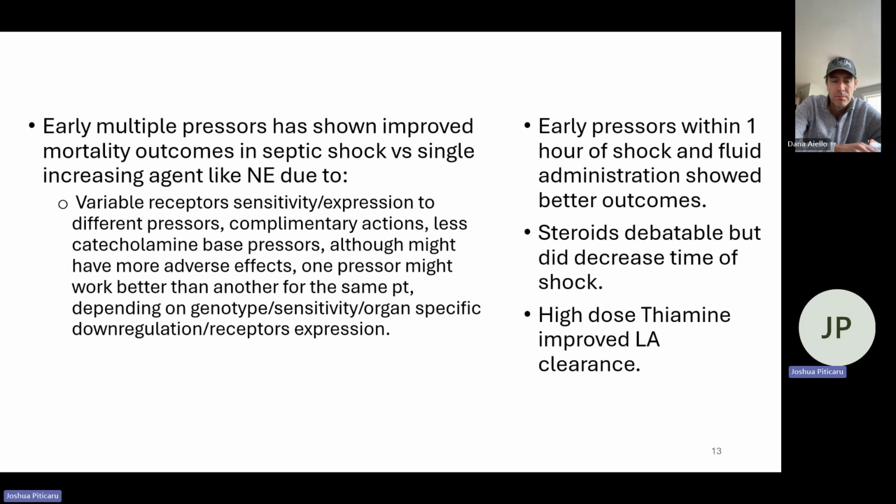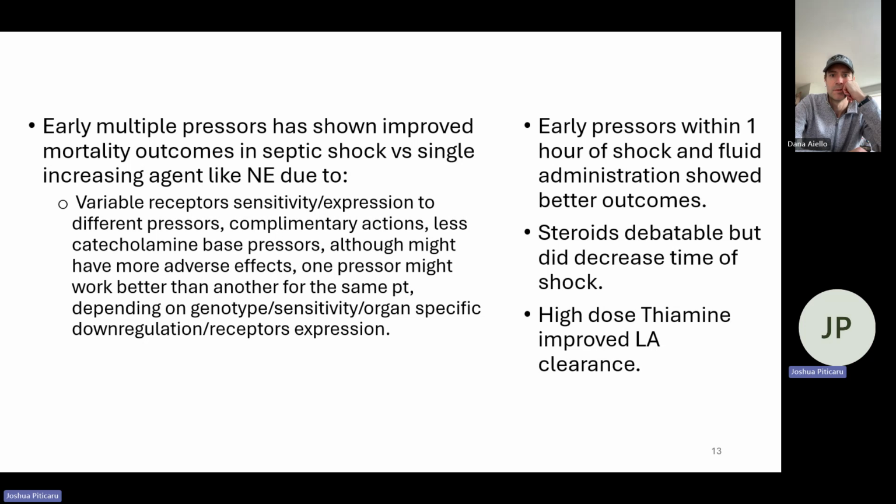So again, early multiple vasopressors has shown improved mortality outcomes in septic shock versus increasing a single agent like norepinephrine. And these are the reasons they suggest in the article. There are variable receptor sensitivity and expression to different pressors. Thus, each one works on a different receptor. Complementary actions: some pressors add to the other, so they complement each other in terms of how they work.